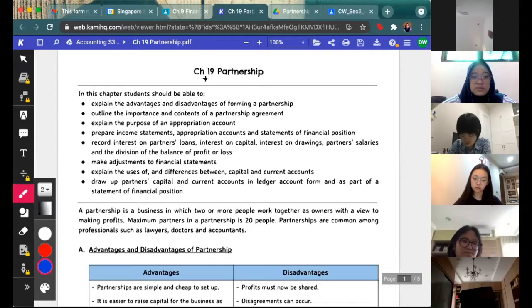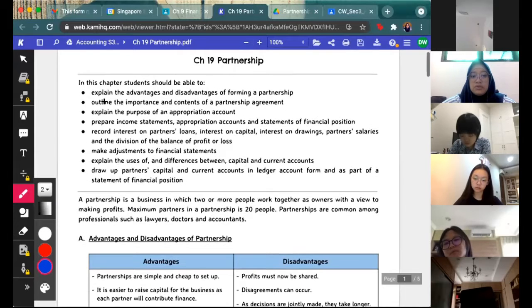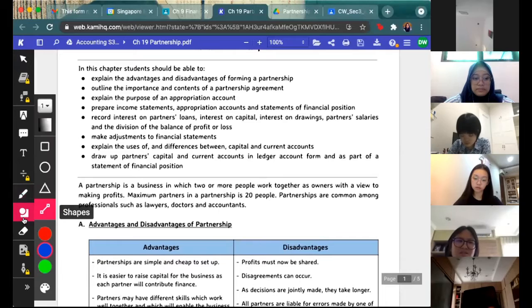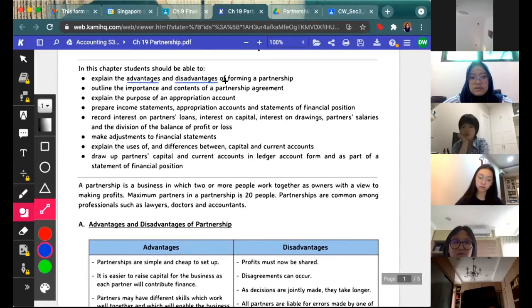In this chapter, Chapter 19 Partnership, after you learn this chapter, you will be able to explain the advantages and disadvantages of forming a partnership, and then outline the importance and content of a partnership agreement. Explain the purpose of an appropriation account.